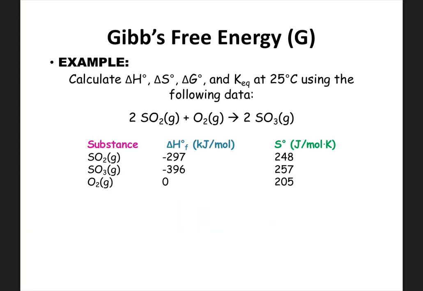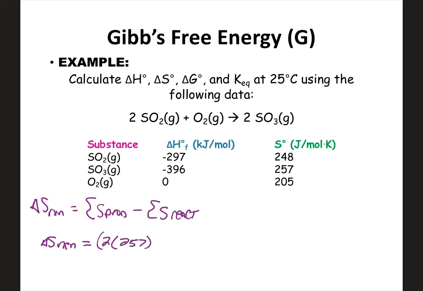Now we can move on to the delta S. We know the delta S of our reaction is going to be equal to the sum of the S of our products minus the sum of the S of our reactants. Pay attention to your balanced equation. So our delta S of this reaction is going to be equal to the sum of our products here. The SO3 is our only product, but there are 2 of them. So we get 2 times the 257. That's all of the products minus all of our reactants here.